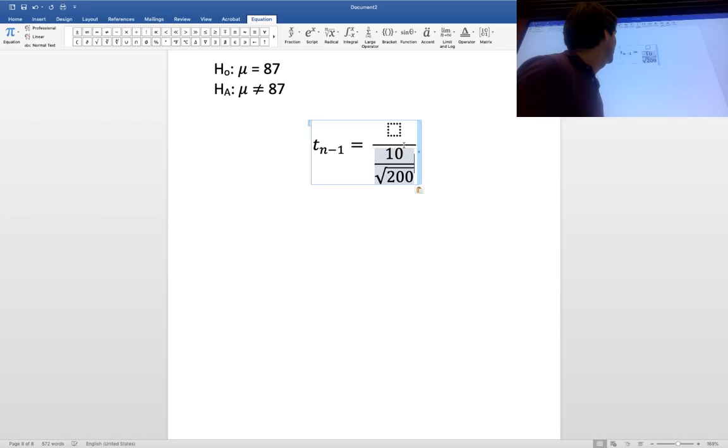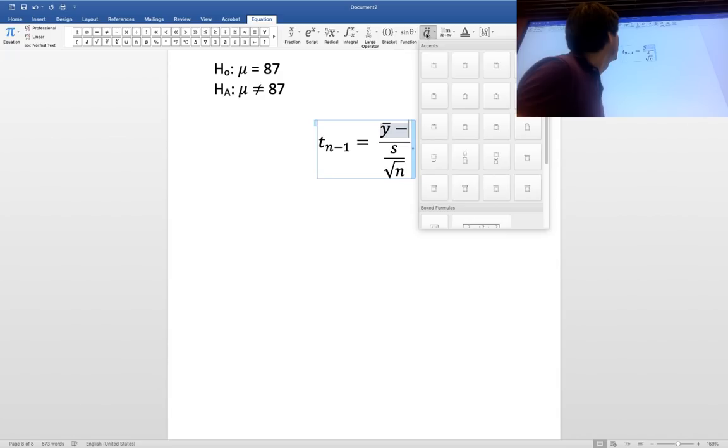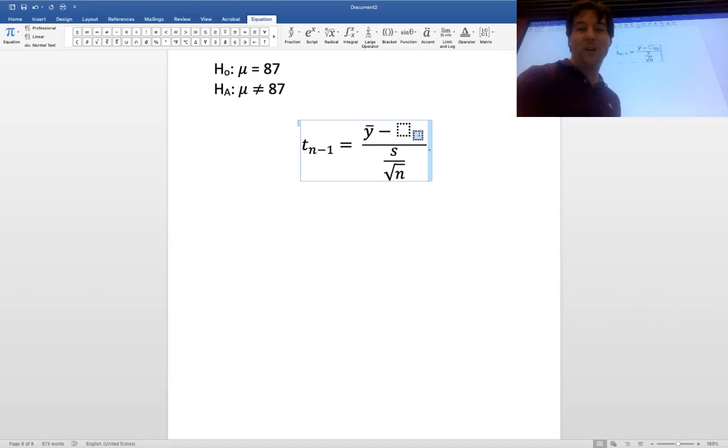Let me put that in notation. This is S. This is N, exactly. And then the top of it is the difference, which will be what? We're going to take a difference between 2 numbers. Minus what? Mu naught. Make sure to only look at the notation you have as you identify through your notation.